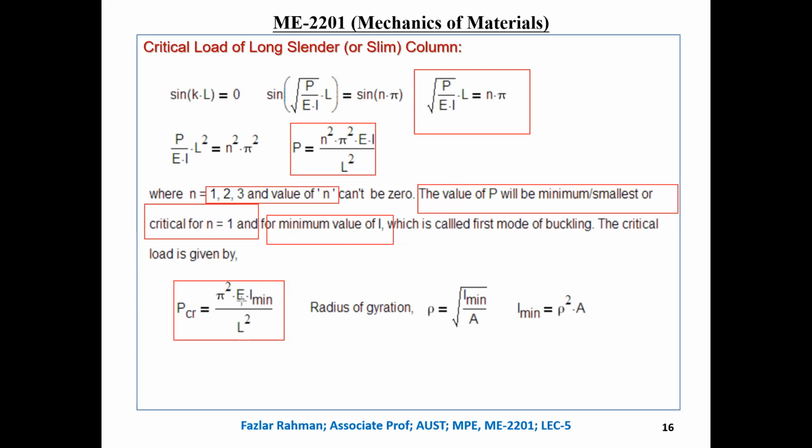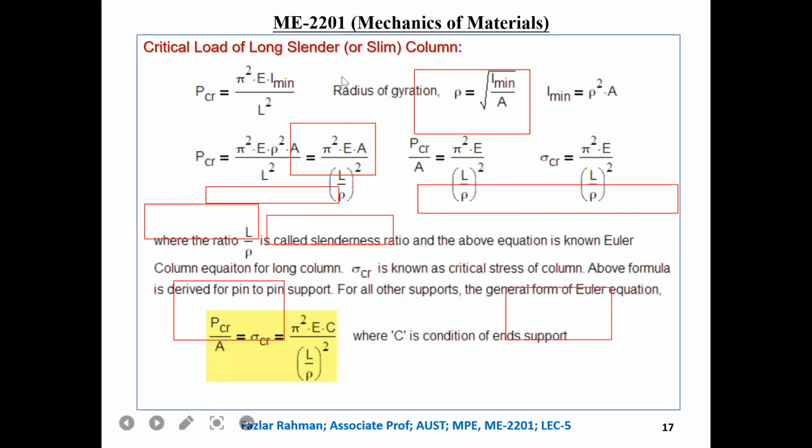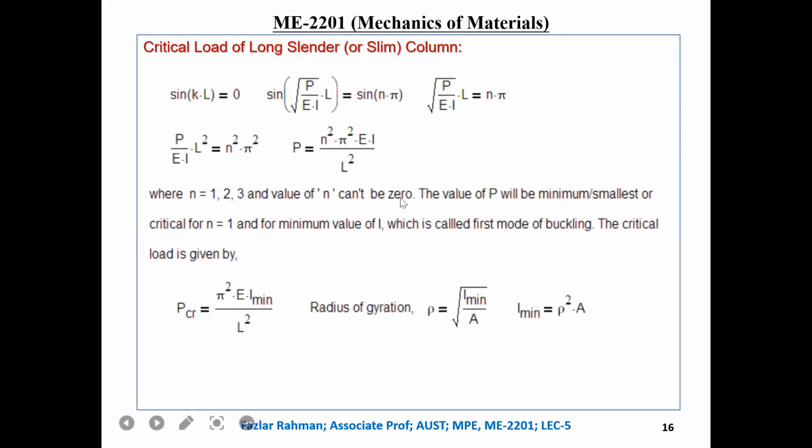So critical load, we are getting pi square E I minimum by L square. And we know that radius of gyration equals root over I minimum by A. So if we want, we can replace this I with this value. You see in the equation, when you replace I by I minimum, then it is no more P. It will become P critical, or minimum value of P.